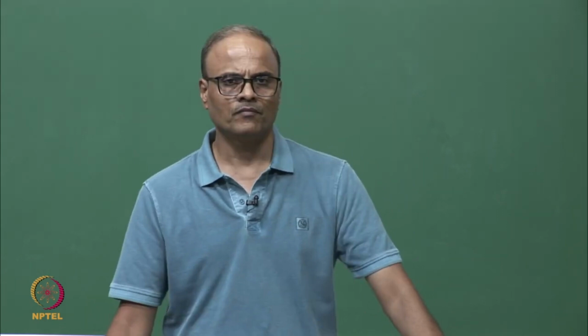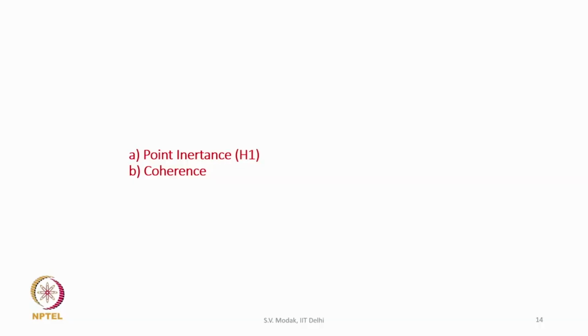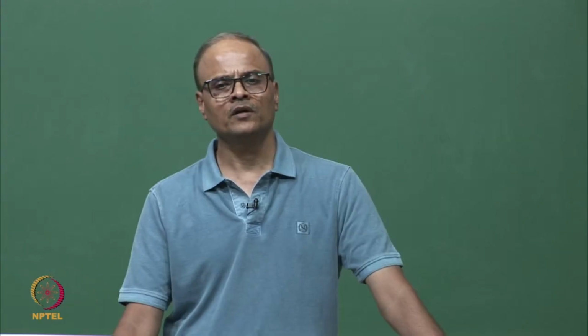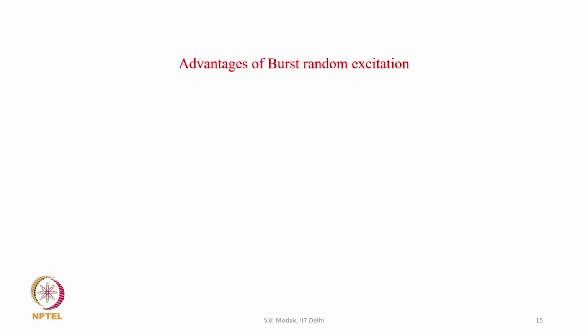Let us look at the point inertance which is measured in this manner and the corresponding coherence function. We see that the coherence is good except at the resonance and anti-resonance frequencies where it has dropped, but otherwise the coherence is good and the FRF estimate is also good. This burst random excitation signal also requires a good number of averages in order to obtain a good estimate of the FRF. So, what are the advantages of burst random excitation?